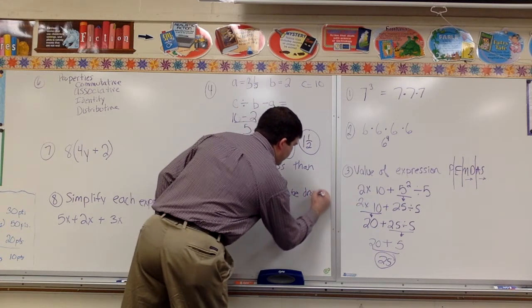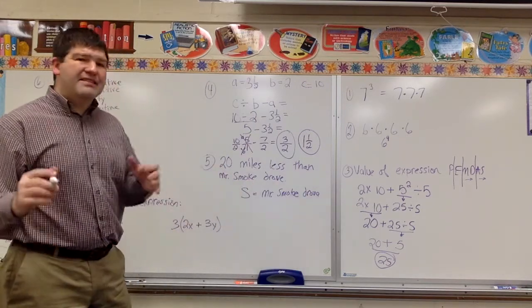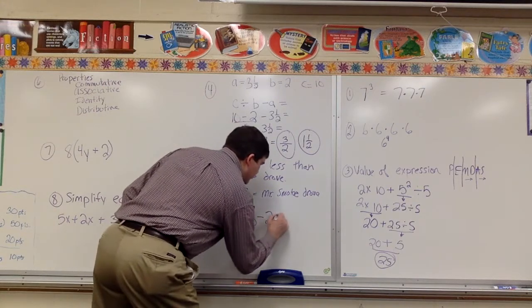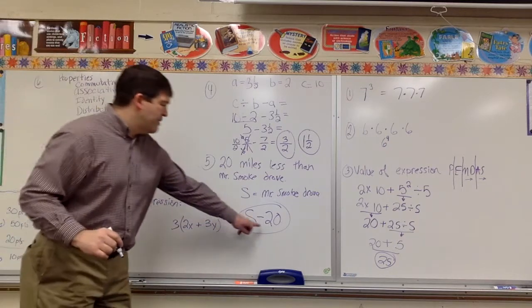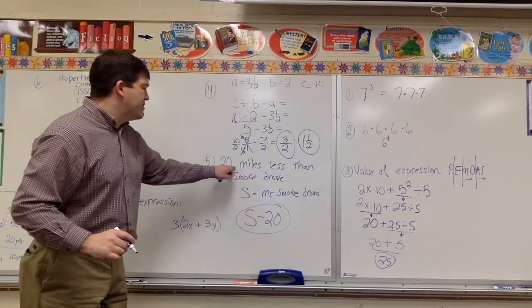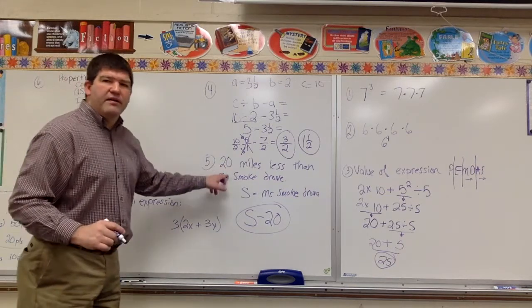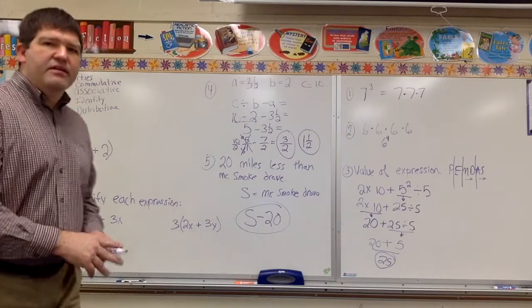Okay. So if my variable S equals that, I'm 20 less than that. So I'm going to start with what I drove, minus 20. And there's my algebraic expression to represent these words right here. All right, we've done quite a few of those. Hopefully you're good there.